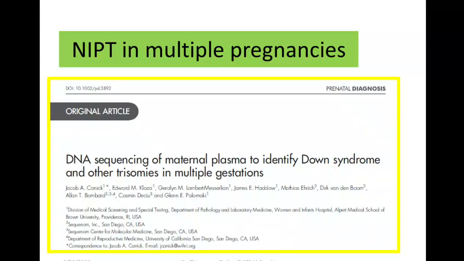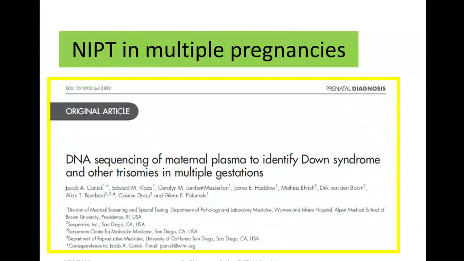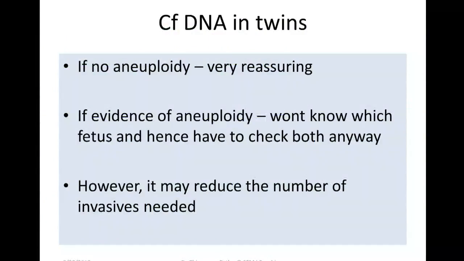Now, what about multiple pregnancies? Till many years back, we were not able to offer this to multiple pregnancies, but now we are able to do this. The report looks like this, where it says negative result, no aneuploidy identified. So, this was again a patient who had high risk for aneuploidy based on the first trimester screening, IVF pregnancy, not willing for invasive, and we used the cell-free DNA because once we found no evidence of aneuploidy, we thought it was very reassuring because of a good negative predictive value.